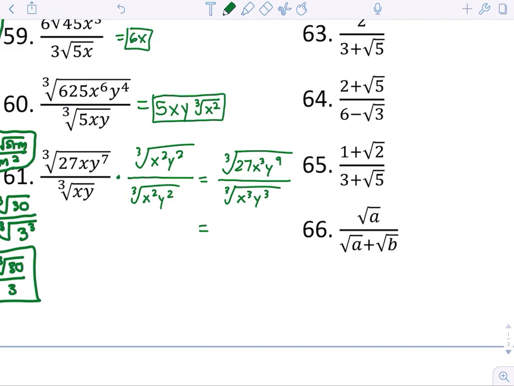The cube root of 27 is 3. Look at the powers. 3 divided by 3 will just give us 1 x. 9 divided by 3 will just give us 3 y's. No remainders on the inside. Then on the bottom, xy. The x cancels, 1 y cancels from the top. So we're just going to have 3y squared.